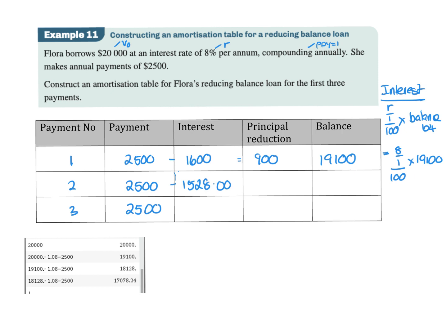Then if I do the principal reduction, this time with the 2,500, she's reducing her loan by 972. So if you do the balance before minus the principal reduction, it got down to 128, and then I'm going to do the interest on this last one. I've calculated these, and in a minute I'm going to write underneath how I got those numbers so that you've got a little example in your notes.